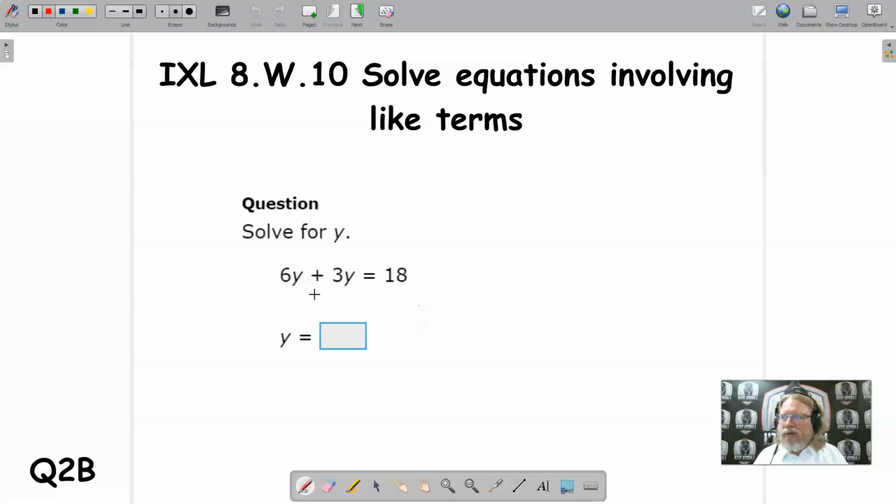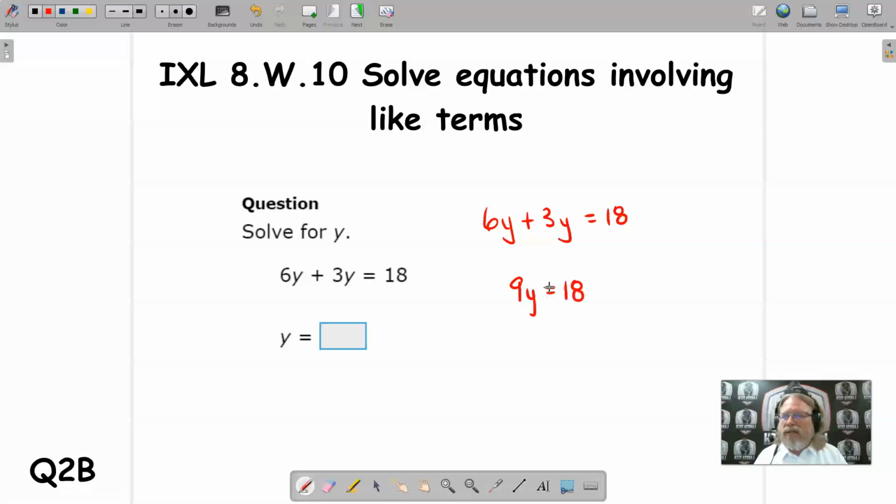So for our first one here, we have 6y plus 3y. So rewrite the problem: 6y plus 3y equals 18. So we're going to combine the 6y and the 3y because they are like terms. They're both in terms of y, so we can combine them. Well, if I have 6y's and I have 3y's, then altogether I would have 9y. And we'll bring down our equals 18.